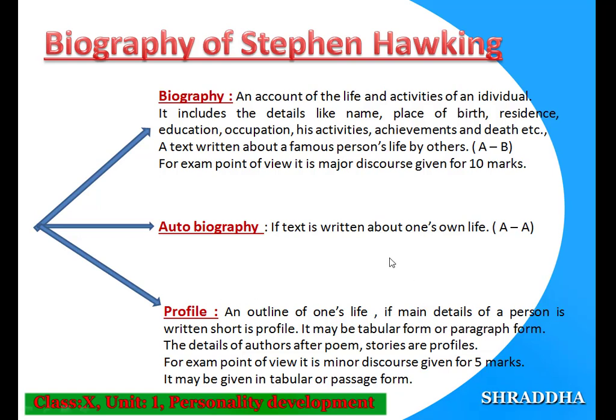Next, autobiography. If a text is written about one's own life, that means A is writing his own life details. That means he is writing about himself only. If a famous person wishes to reveal the facts or life details about himself, that is called autobiography, that means writing one's own life. The same details will be covered in biography and autobiography. But the major difference is, if B is writing about the life details of A, that is biography. If A is writing his own life details, that is called autobiography.